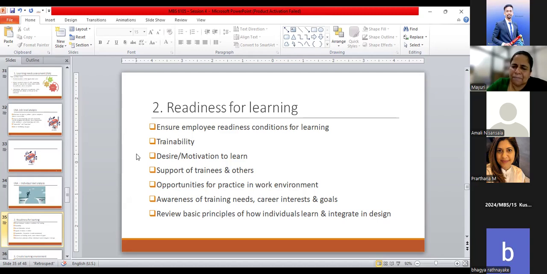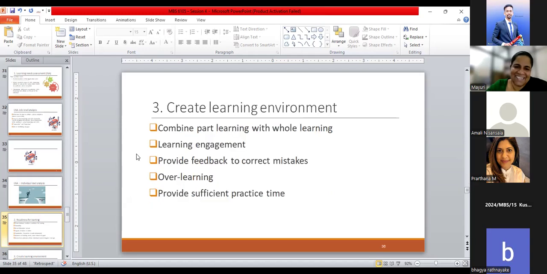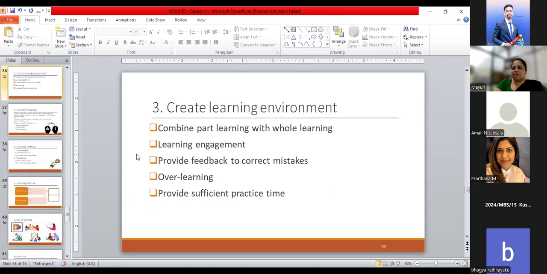Readiness matters a lot, whether my participants are ready to learn, whether they have the condition to learn, whether they have motivation to learn, whether they are able to learn. So the readiness is very important. Unless there is readiness coming from the participant, there is no way of transferring the knowledge. So that learning environment is very critical.